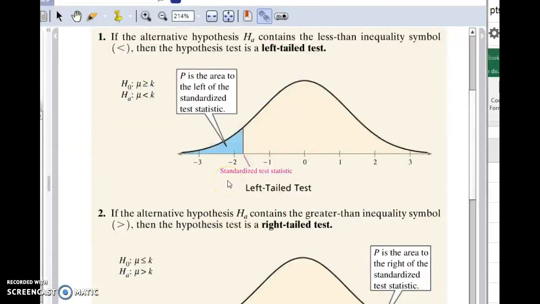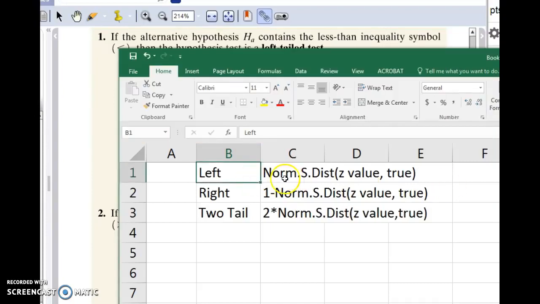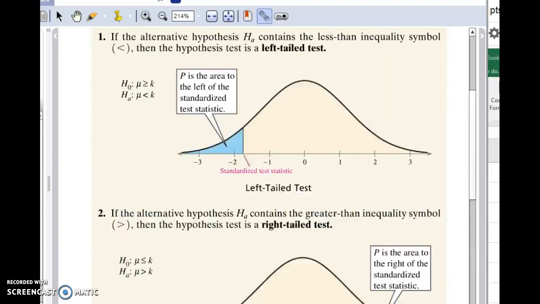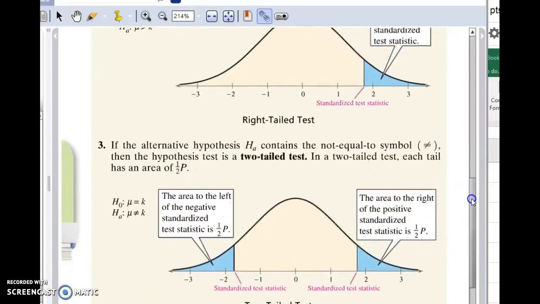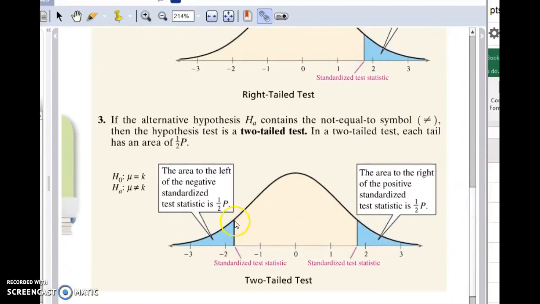And so recall what that formula gives you back in Excel. It's the probability of being at that z-value or even further to the left. So left tail test, like I mentioned, just type it in directly. Right tail test, it would give you the probability of being to the left, so 1 minus gives you the probability of being to the right of that z-value. And a 2 tail test, if we know how far out in the tail our test statistic is, we want to see the probability of being that far out in either tail. So whatever the probability is, we just double it, and by symmetry then we have the probability from both tails.